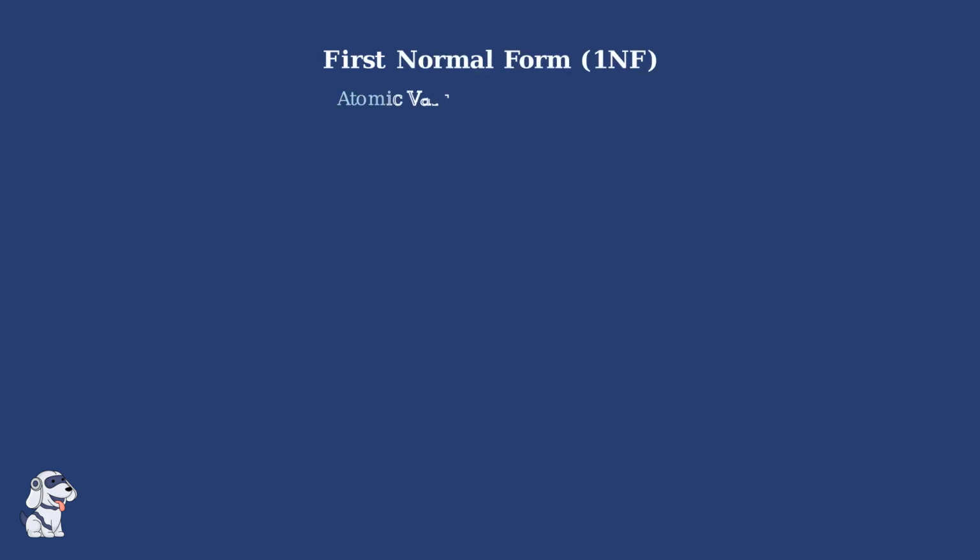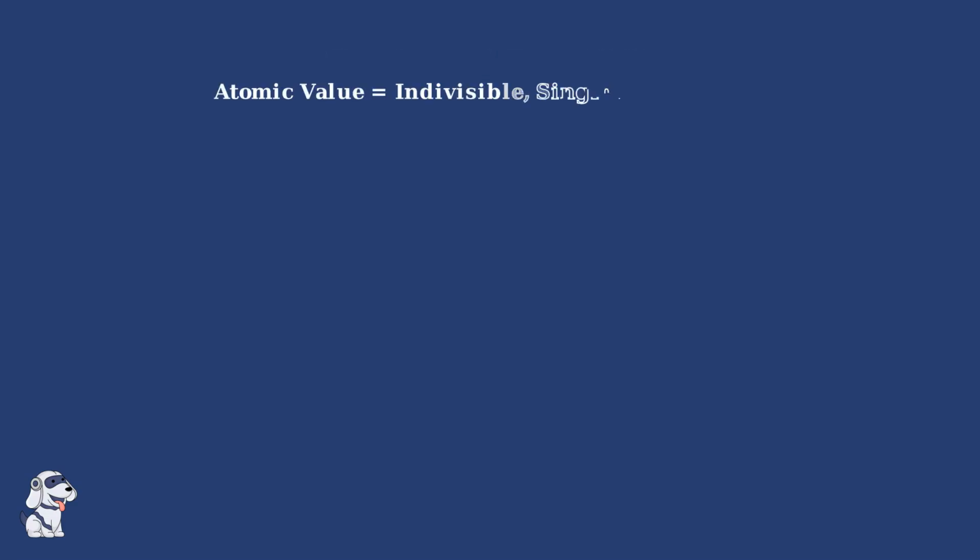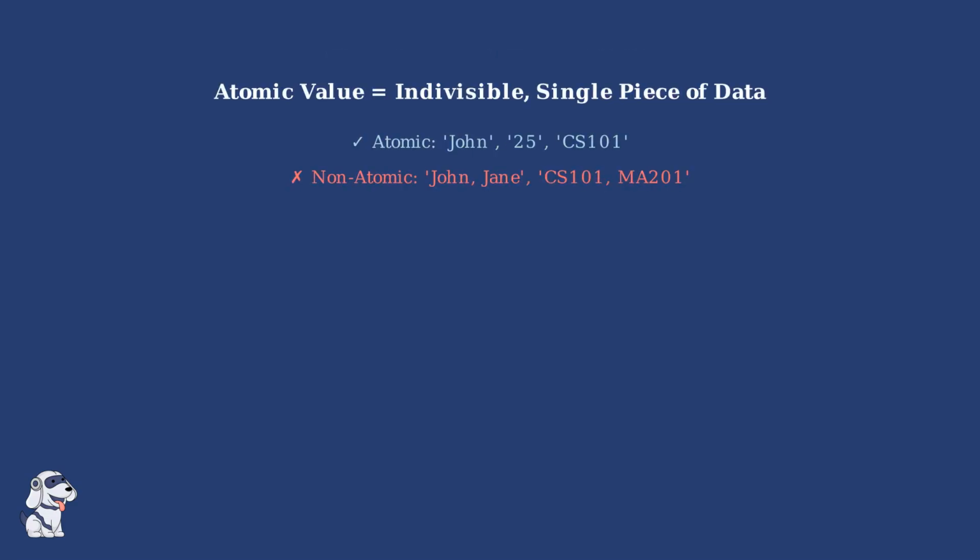First normal form, or 1NF, is the foundation of database normalization. The core principle is simple but crucial. Every cell in your table must contain atomic values. An atomic value means indivisible. It's a single piece of data that cannot be broken down further. For example, a single name like John is atomic, but a comma-separated list like John, Jane is not atomic.